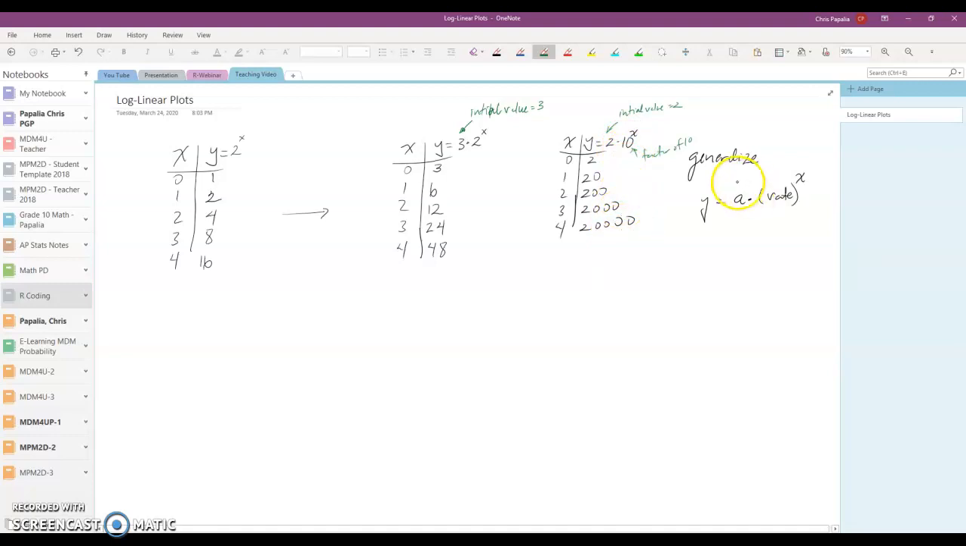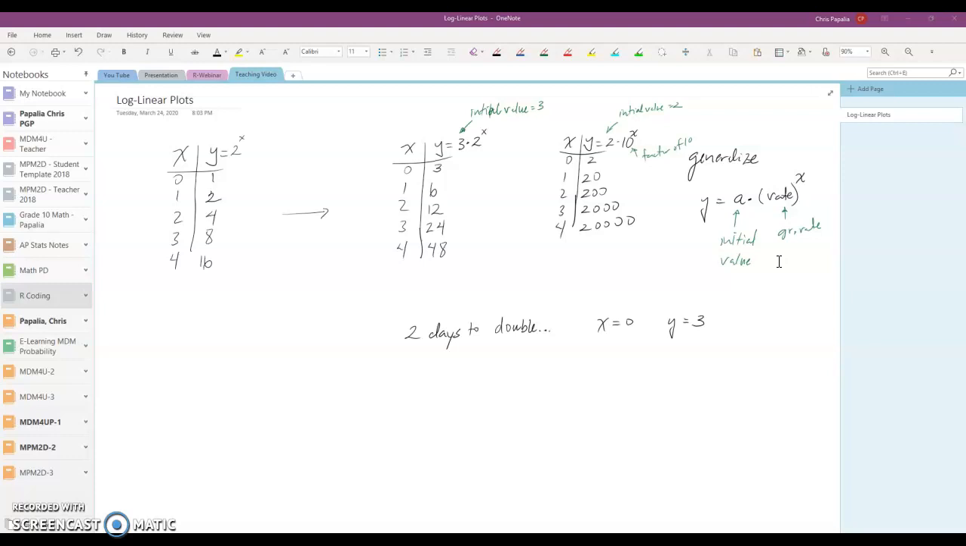So we can generalize this equation. y equals a, which is our initial value, times b to the power of x, and we're going to call b the rate. Sometimes it's called b or whatever. Abstractly, this is rate, so this is kind of like growth rate. If it's doubling, it's a 2. If it's growing by a factor of 10, it's a 10. If it's growing by a factor of 3, it's a 3, etc.